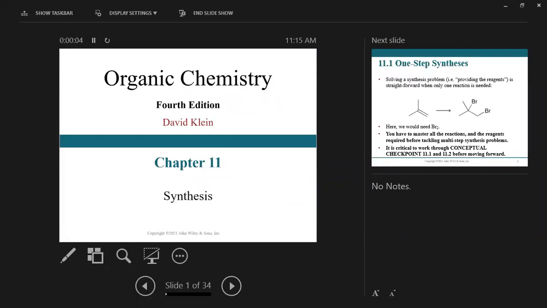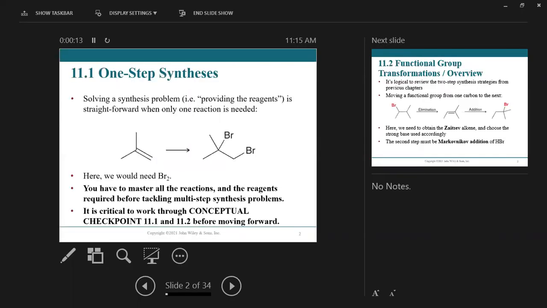So it's titled Synthesis. So you can imagine, they're going to want us to think about different ways we can synthesize different compounds. It says solving a synthesis is straightforward when only one reaction is needed. Let's say here we'd only need Br2.